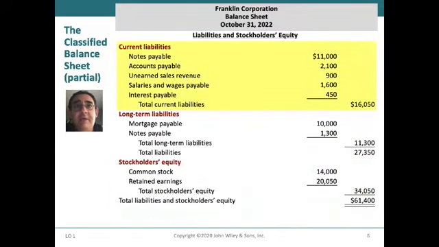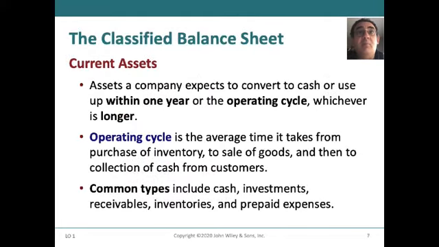On the liability side, we've got current liabilities that include notes payable, accounts payable, all the way through to interest payable. And we'll talk more about these in another video. Then we also have long-term liabilities that include mortgages and notes payable. And then we have shareholders' equity that includes common stock and retained earnings. So now we'll talk about each section in a bit more detail.